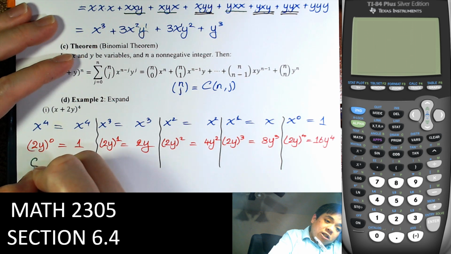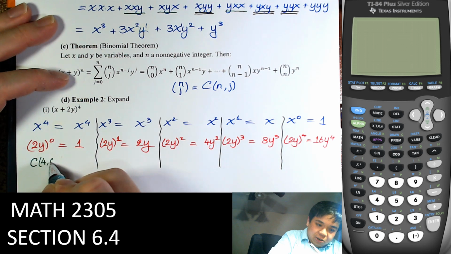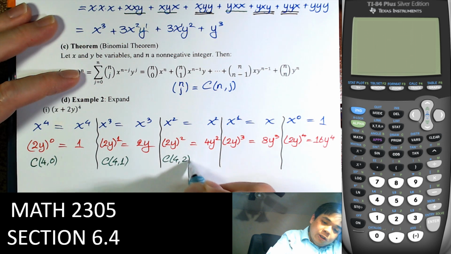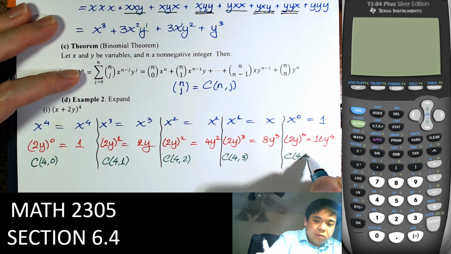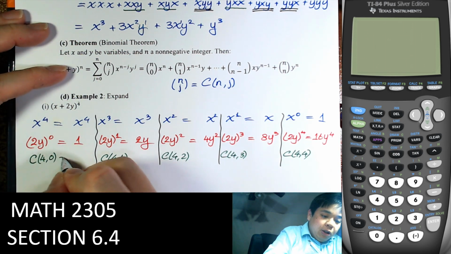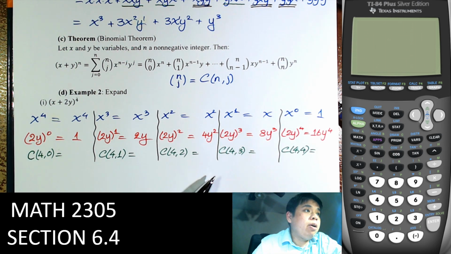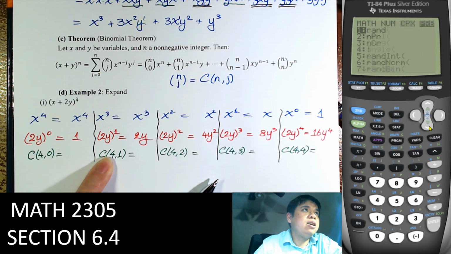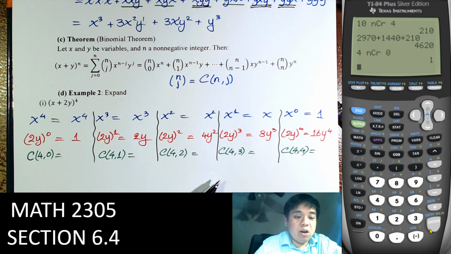Right, so the combination 4, and then that number 0. C 4 0, C 4 1, C 4 2, 4 3, and 4 4. So that's how we get the coefficient from the binomial expansion. Right. So, of course, if we want, let's say C 4 0, for example, we hit math. So that's C 4 0. Right? Combination of 0 out of 4.